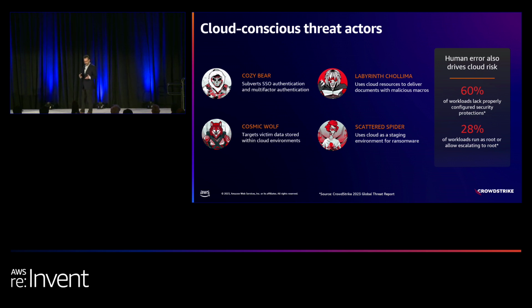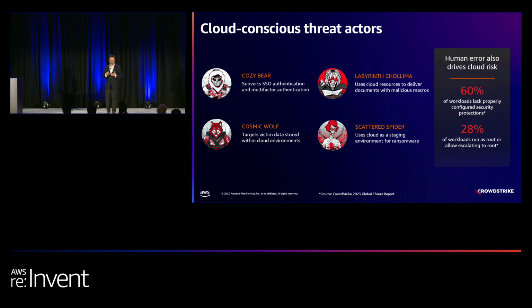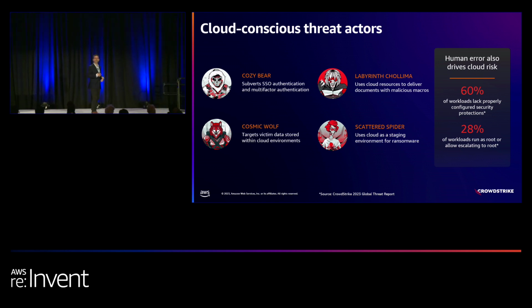So, we have a list of threat actors here from different countries. Cozy Bear from Russia, Cosmic Wolf from Turkey, Labyrinth Chollima from North Korea. And Scattered Spider is an e-crime actor that was responsible for the recent ransomware attacks on a couple of casinos in Las Vegas you might have heard of.